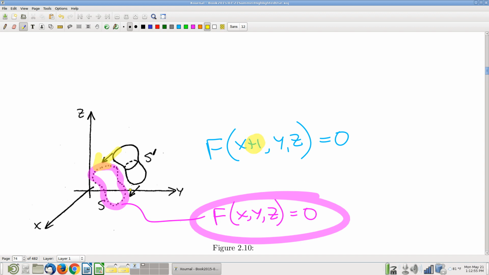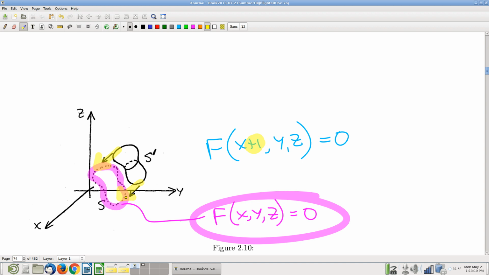when you shove them over in the x direction by 1, I'm looking for points x, y, z, such that when you shove them over by 1 in the x direction, when you push them like this, I want them to satisfy this equation. Namely, I want points that when you shove them in the x direction, land on the surface that I already know.